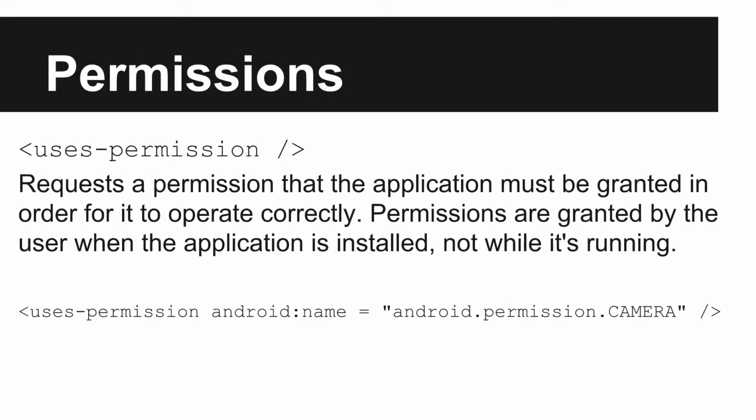The next step we have to do is ask the user permission to use the camera. So the uses-permission XML tag requests the permission that the application must be granted in order for it to operate correctly. Permissions are granted by the user when the application is installed, not while it's running. So we must declare the user's permission android.permission.CAMERA in order to ask for permission to use the user's camera.